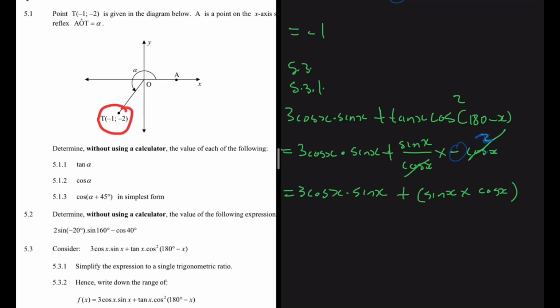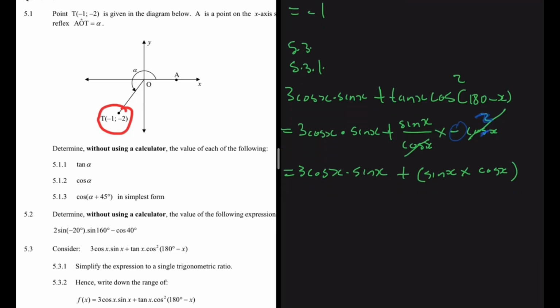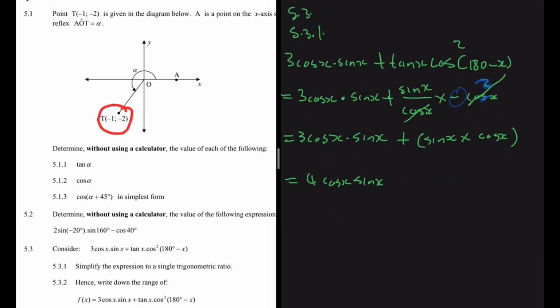It should have remained here, right? But then that minus is gone because of the square. So now we have 3 cos x sin x plus sin x cos x. So that will basically just be equals to 4 cos x sine x. Look at it and tell me if it doesn't make sense. So now we have 4 cos x multiplied by sine of x.